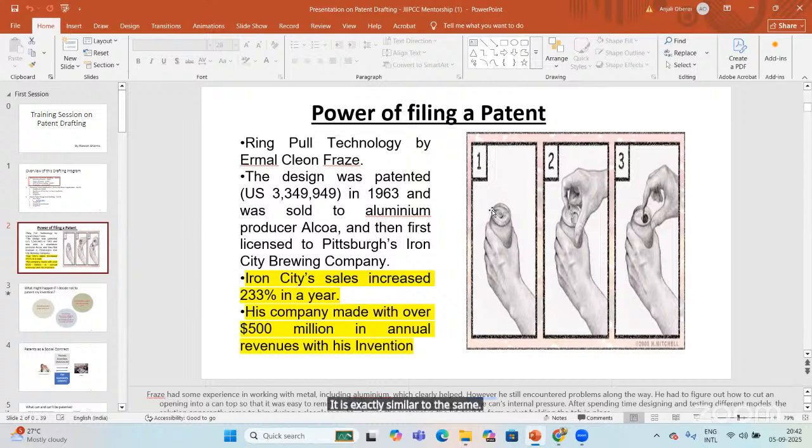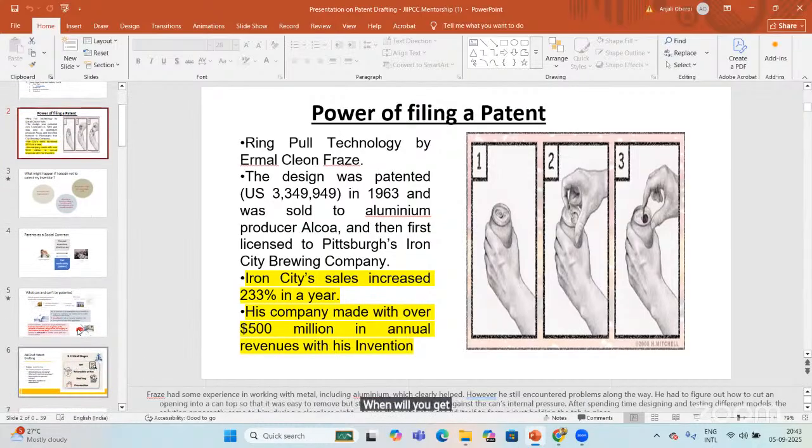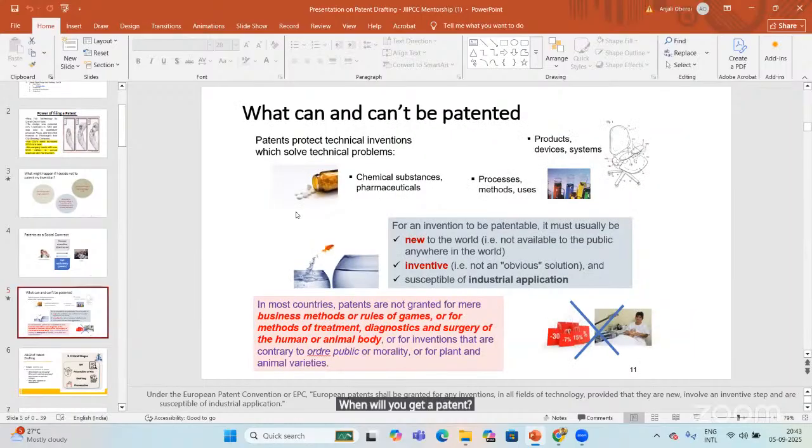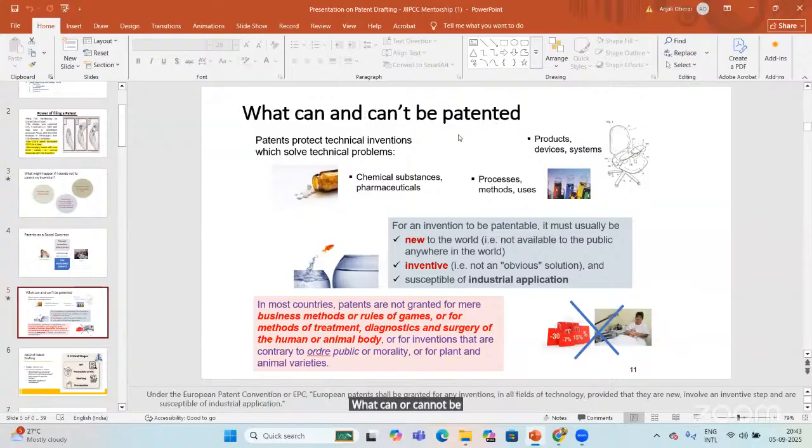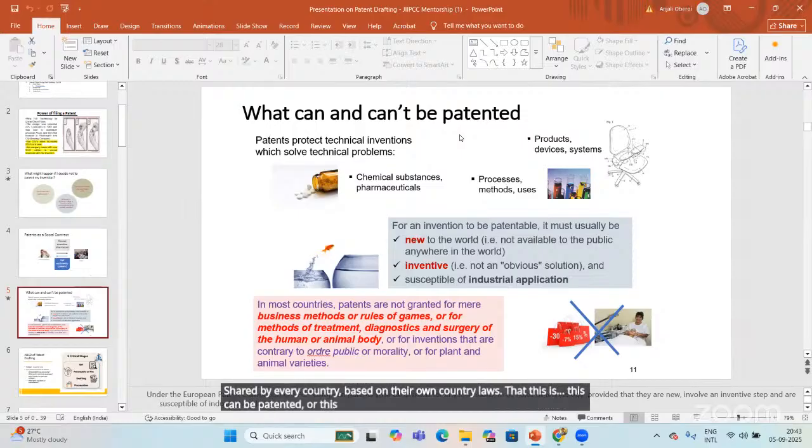So because of that, these are the fundamental benefits of getting a patent. So when will you get a patent? There are some criteria defined by every government in every country, but more or less these are the same. What can or cannot be patented? There is a list shared by every country based on their own laws, that this can be patented or this cannot be patented.